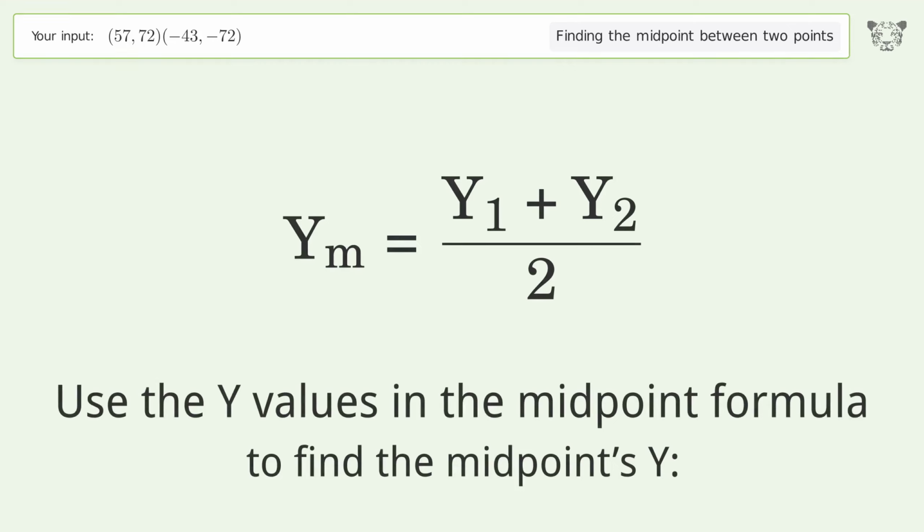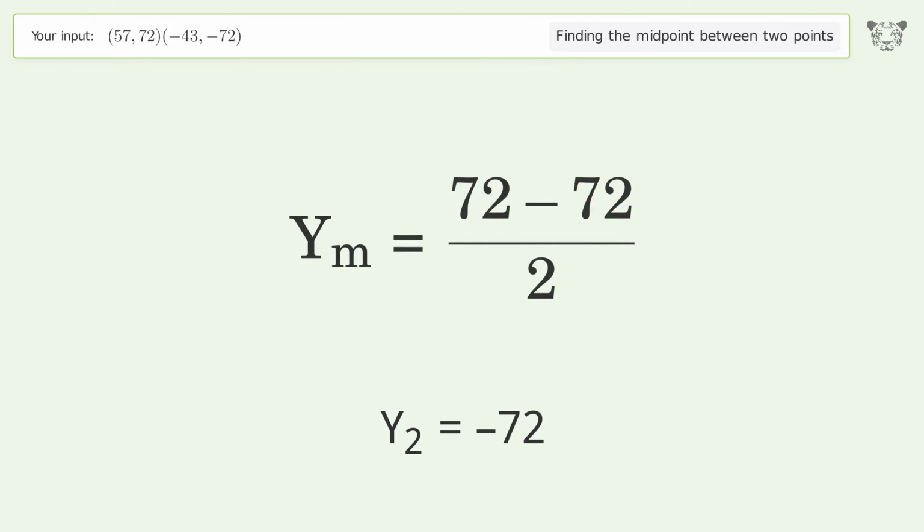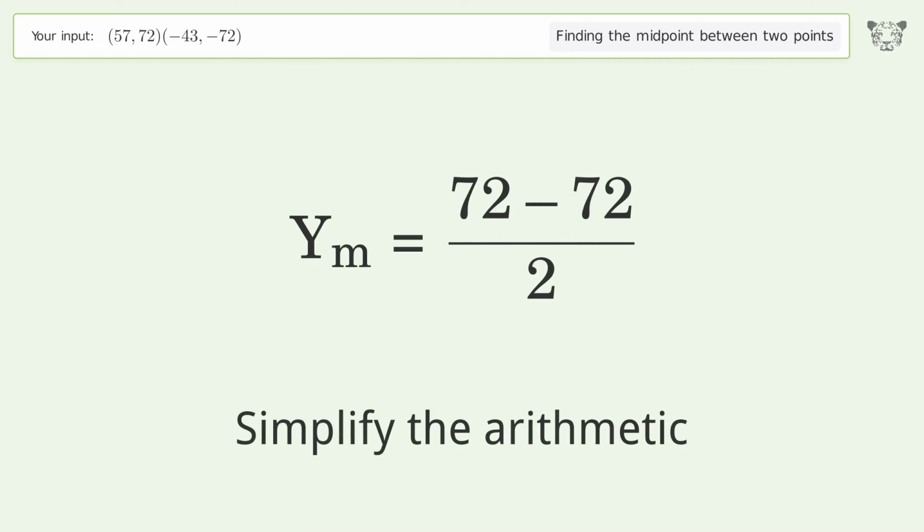Use the y values in the midpoint formula to find the midpoint's y. y1 equals 72. y2 equals negative 72. Simplify the arithmetic.